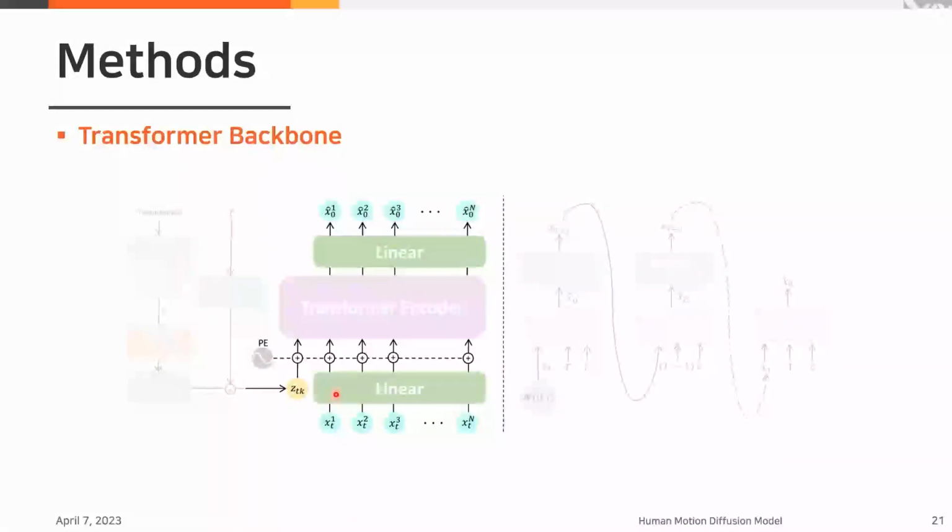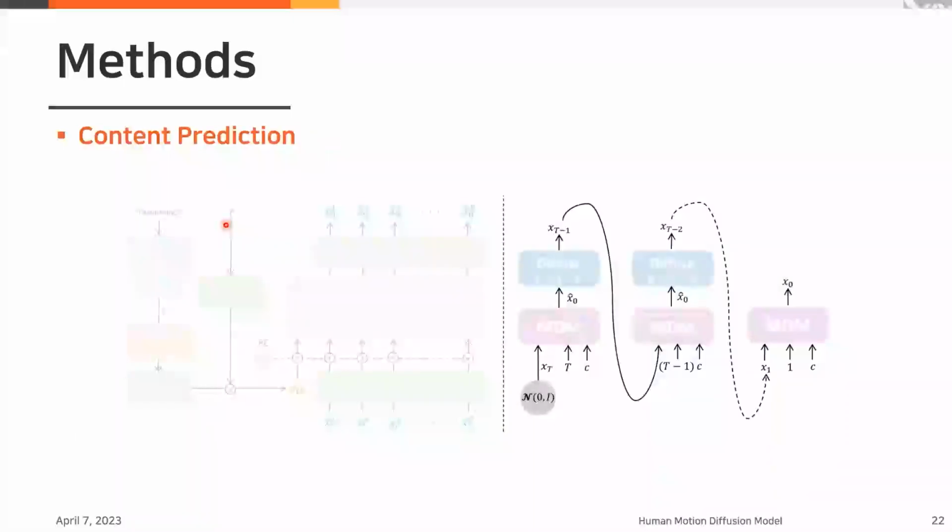And the base architecture is a transformer, which is good at dealing with sequential data. So the motion data X is projected via a linear layer, and the positional embedding is added, goes through the transformer encoder and linear decoder, and the output is generated. One thing you should note is that they predict the content, not the noise, which is different from the original DDPM. Actually, content prediction is nothing new because it appears in the DDPM paper. And as far as I know, DALL-E 2 is also using content prediction.